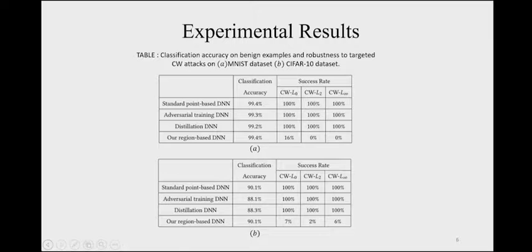And here are some experimental results. They show that our region-based classification can enhance the robustness against adversarial examples without sacrificing the classification accuracy.